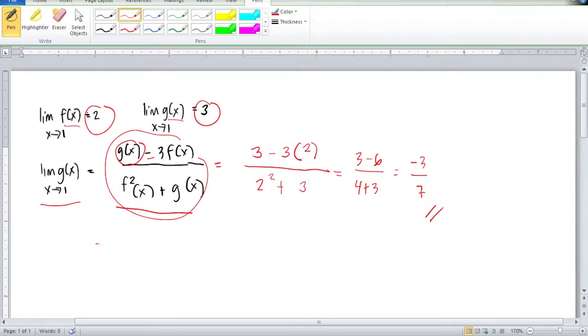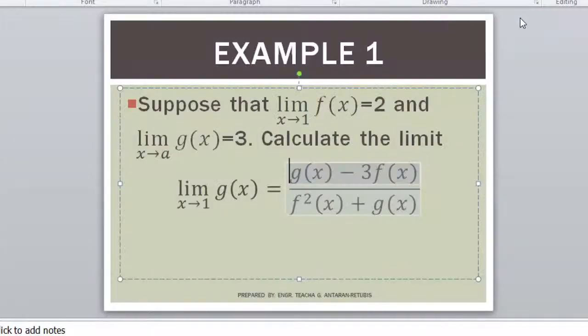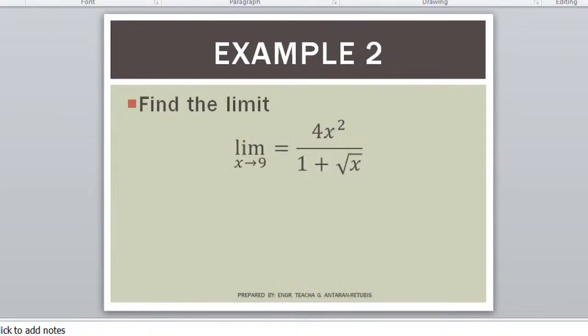Next example is this one. We have here a combination again. We have a division. We also have a power here, and we have a radical. And we have addition also.